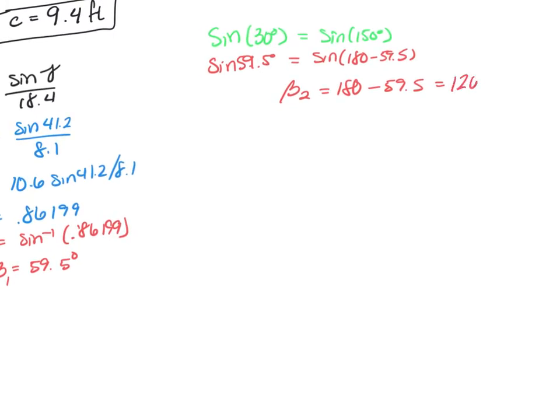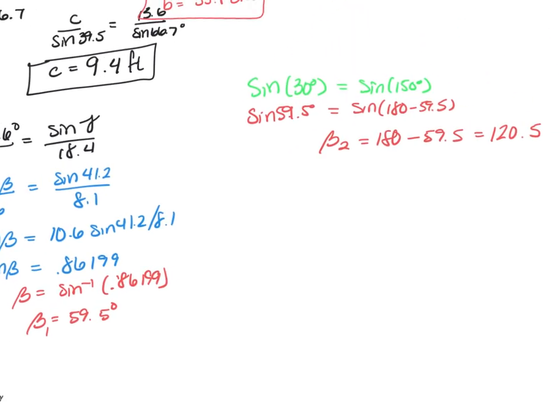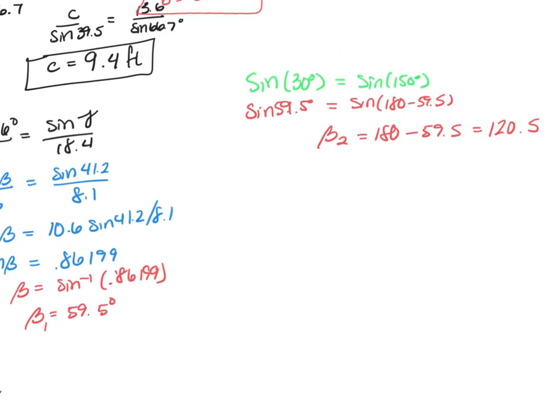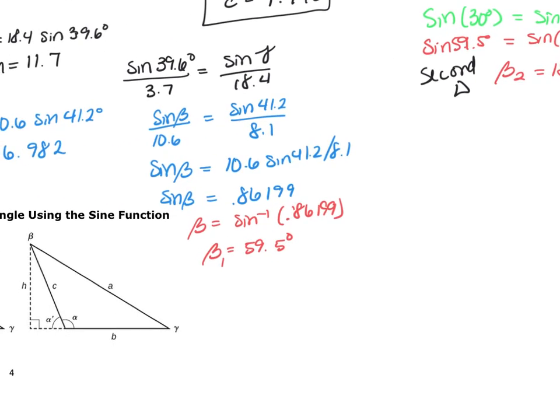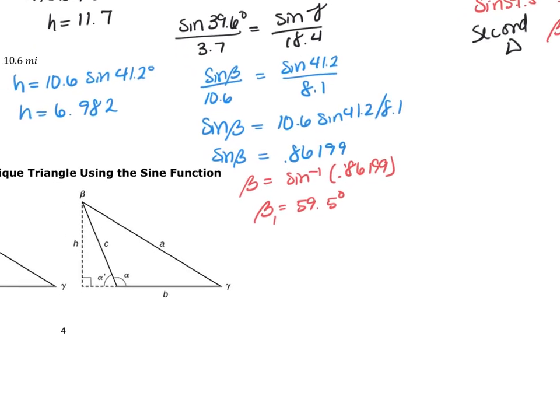So I take 180 and subtract off the 59.5, and I get 120.5. So this is my second triangle here. Right here is my second triangle. Let's go back to my first triangle though, because I still have to find my gamma.